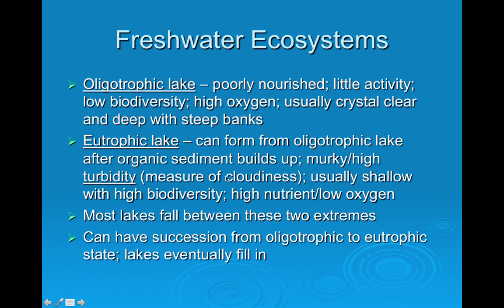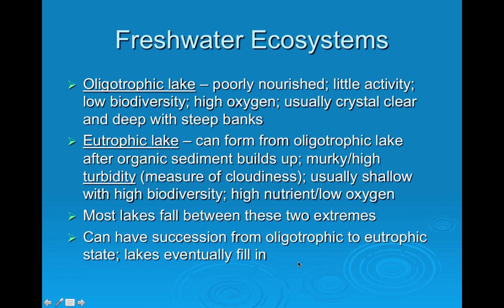All right, differences between an oligotrophic lake and a eutrophic lake. Oligotrophic, not a lot of phosphorus, phosphates and nitrates in there, so not a lot of nutrients, not a lot of plants, low biodiversity overall, high in oxygen, usually crystal clear and very deep. Eutrophic is opposite, usually shallower, more murky, which means more turbidity, which is more suspended solids in there, high biodiversity, high nutrients, lower level of oxygen. Most lakes fall between these two extremes.